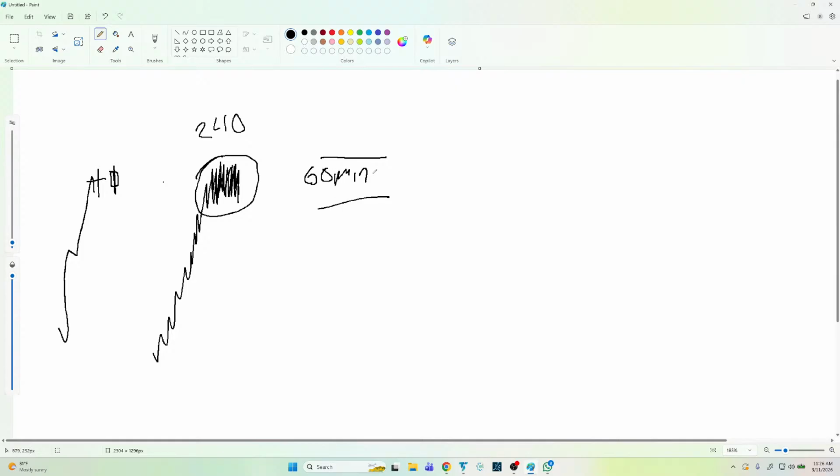Could be one setup where, okay, you take that, boom, here's an entry right there. Okay, now here's the line, right? And now it breaks down. Okay. Now it pulls back. Okay, there's my entry right there. Now the downtrend forms. You see what I mean?